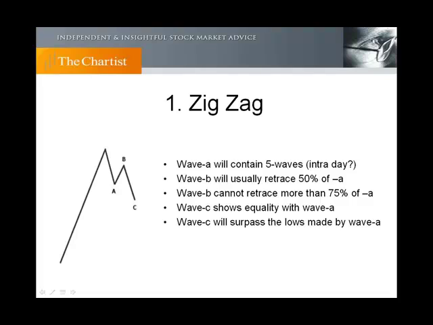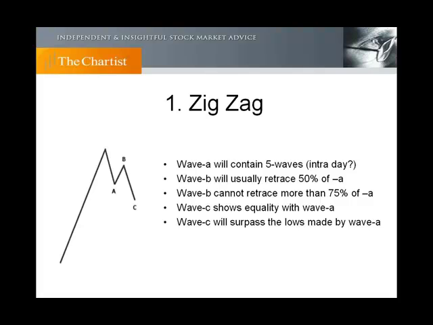Now there's 2 very important attributes of this pattern. First of all, wave B only goes about 50 to 68% of wave A. All right, so wave B tends to be quite short, and wave C must fall below the lows of wave A. That's the ideal pattern. If we dig a little bit deeper, usually wave B will be about 50% of wave A. It cannot retrace more than 75% of wave A. If it does retrace more than 75% of wave A, we have to start looking for another pattern, a more flatter kind of pattern.